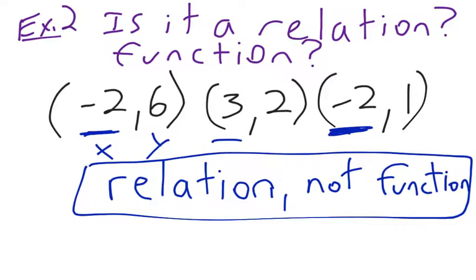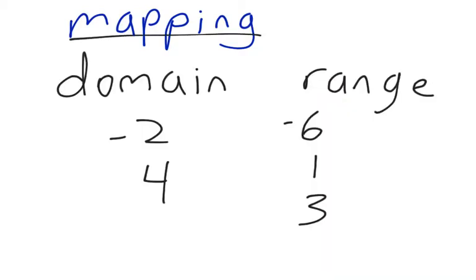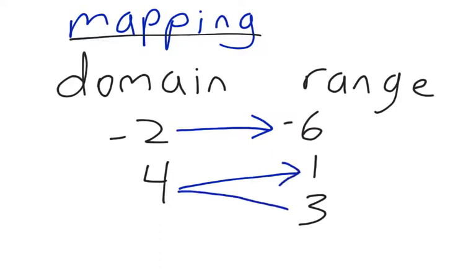Alright, next up we're going to do a mapping. So the same idea, we're just going to represent our domain and range a little bit differently. This mapping is taking the domain and mapping it over to the range, or drawing arrows from the domain to the range. So write down domain and then negative 2 and then 4 underneath of it, and then range negative 6, 1, and 3. And we're going to draw arrows from the negative 2 to the negative 6, and then from the 4 to the 1, and from the 4 to the 3.